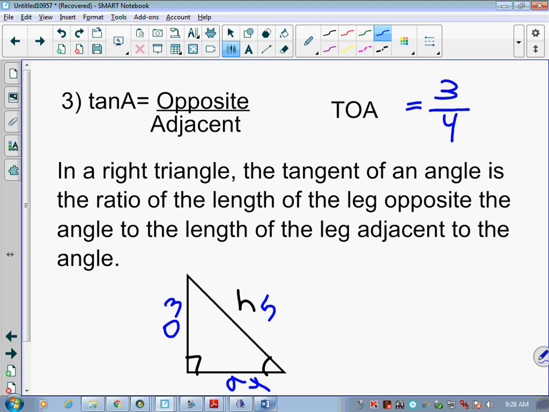Okay? In a right triangle, the tangent of an angle is the ratio of the length of the leg opposite the angle to the length of the leg adjacent to the angle. We will never base anything off the right angle. It's never going to be, well, what about if this is my angle? Then the hypotenuse would be the opposite. We'll never do that. It'll always be based upon one of the 2 acute angles. Always. We will never, ever, ever work with that angle. Okay? Because that angle is always 90 degrees. Okay? Because it is the right angle.